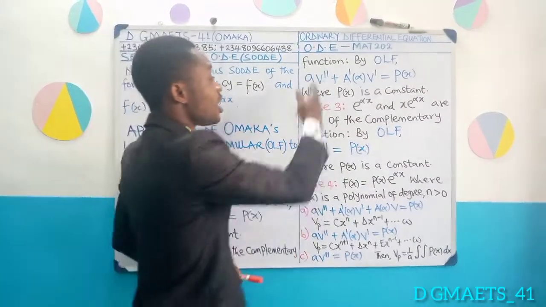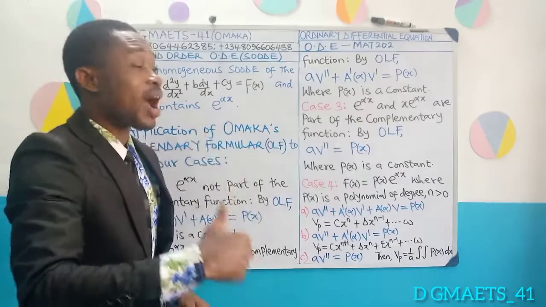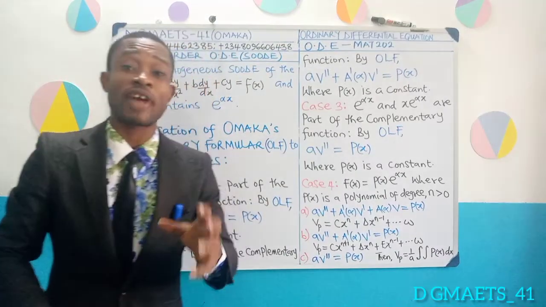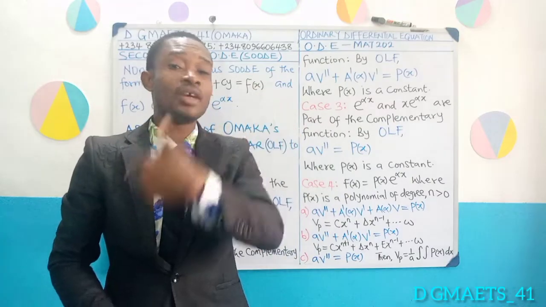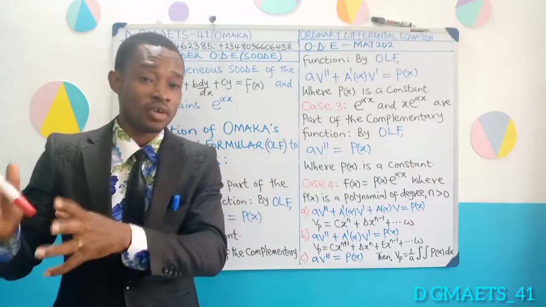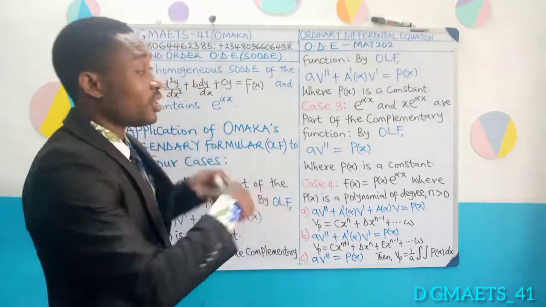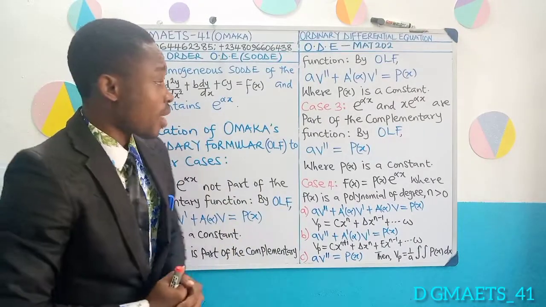So what we're going to get is A V prime prime plus A prime alpha V prime equal to P of x. Once again, P of x in this case is a constant. You can quickly revisit our case 2 from the beginning of this lesson, alright?